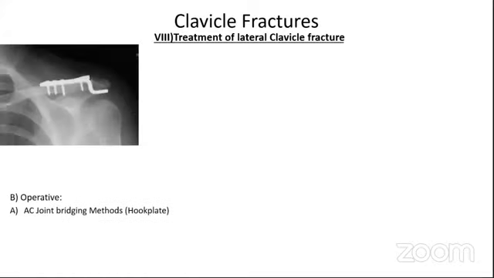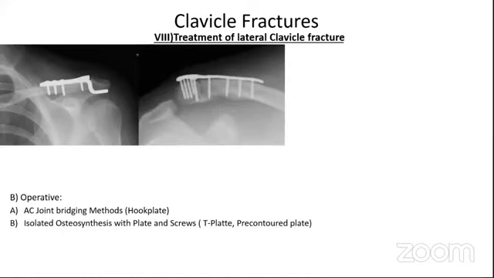The operative approach to the clavicle depends on the fracture pattern, the way of the fixation itself, and on the stability of the coraco-clavicular ligament. First of all, you can do a hook plate, like an AC joint bridging method. It's a very good method to fix the lateral third fracture, but you need to remove the plate after 3 months, and the patient is not allowed to move his shoulder over 90 degrees abduction or over the horizontal line until the plate is removed.